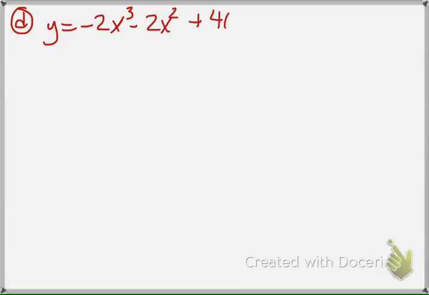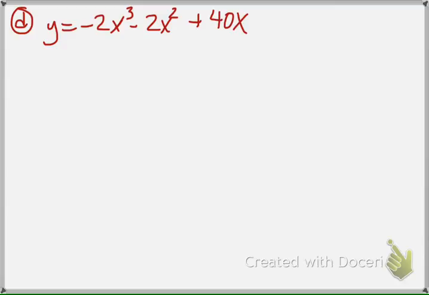So part D and the last one for example 1, we have y equals negative 2x to the third minus 2x to the second plus 40x. So when we look at this problem, who can we factor out? A 2 and an x, right? But what kind of 2 would you factor out? A negative 2. Because remember, we always want our x squared, or the first one there, to be positive.